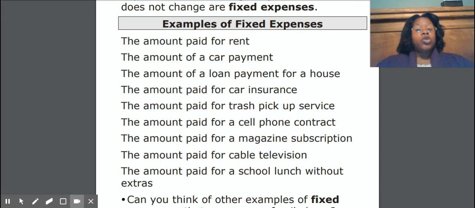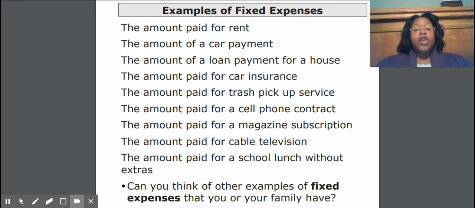The amount paid for a school lunch without extras. If you just go through the line, it's the same amount of money every single time you go through the line. Can you think of other examples of fixed expenses that you or your family might have?